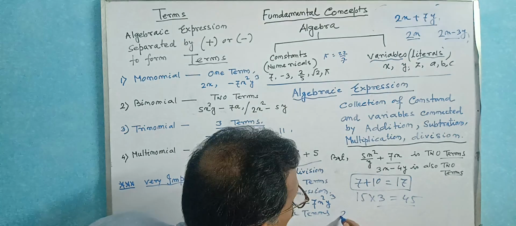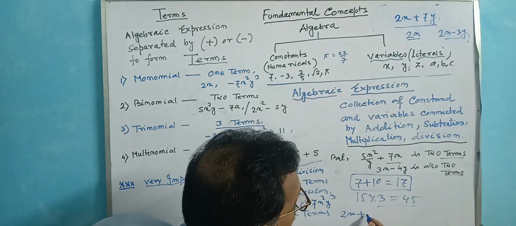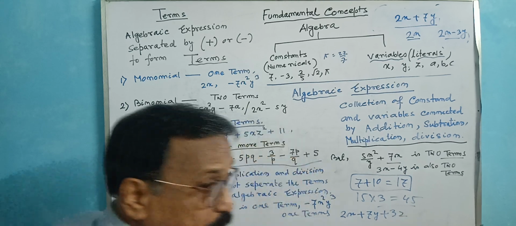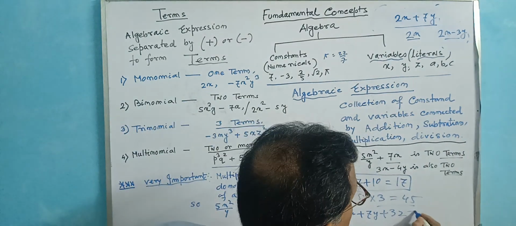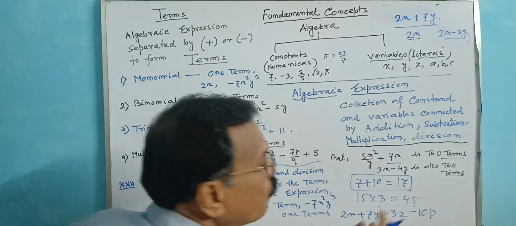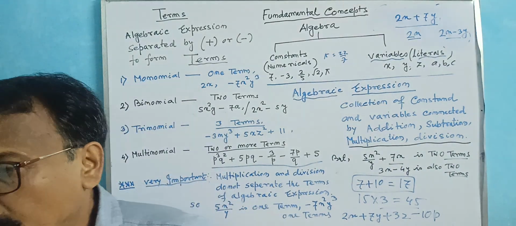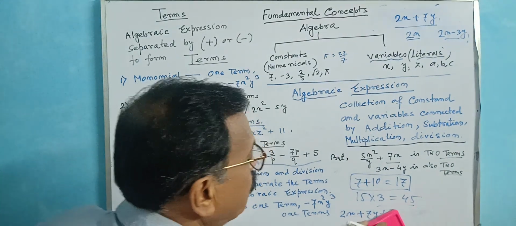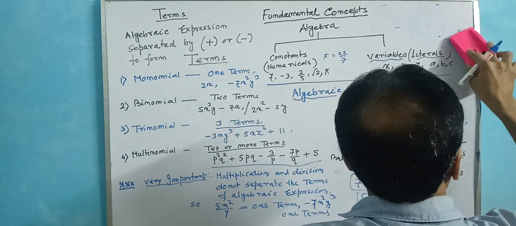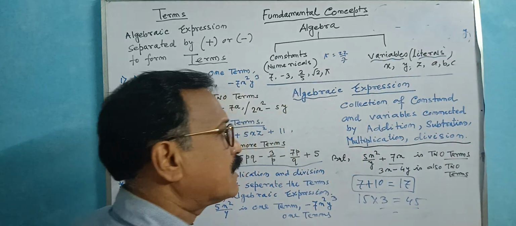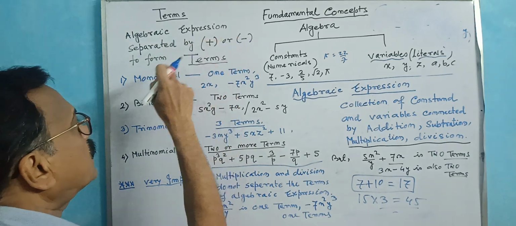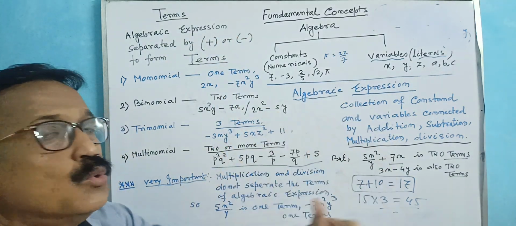Suppose 2x is a term, but you develop 7y. This is the second term, separated by 3z. This is the third term, 1, 2, 3 terms. Okay, in this way, minus, suppose minus 10p. This is the fourth term, 1, 2, 3, 4, fourth term. Okay, in this way, the term is developed by addition or subtraction. So one is the algebraic expression, and this algebraic expression is separated by plus or minus to form terms. 1, 2, 3, 4 terms.